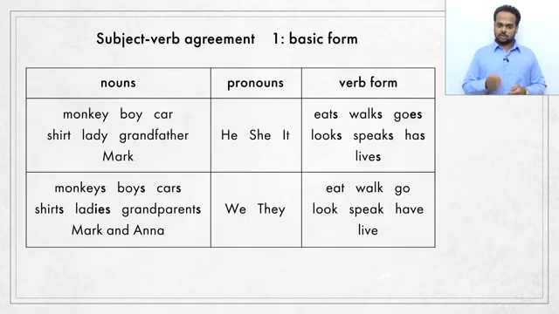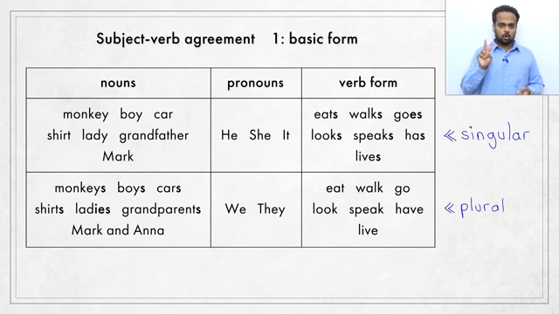Here's a table that shows you this pattern. The first row has singular nouns and the singular pronouns he, she, and it. So the verbs are all in singular form with an S added to the end. In the second row, we see plural nouns along with the two plural pronouns, we and they. So the verbs are all in plural form without the S. Now you might have noticed that there are two important pronouns missing here. The pronouns I and you.